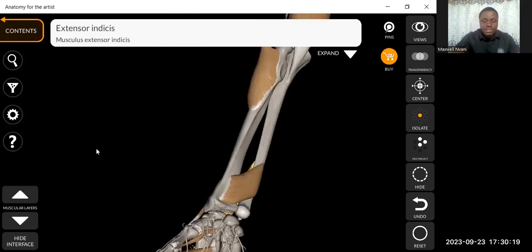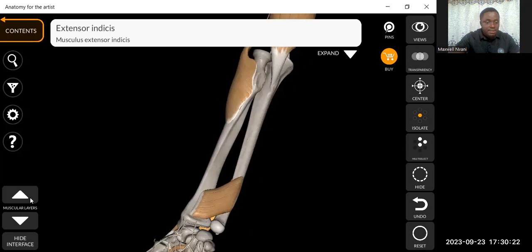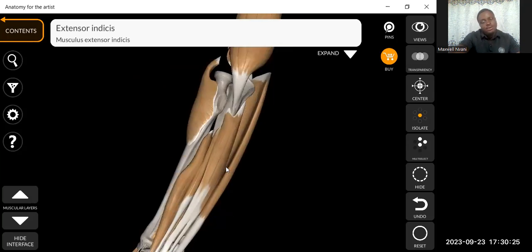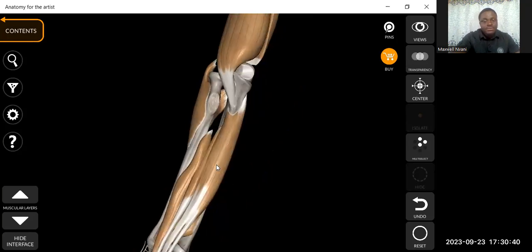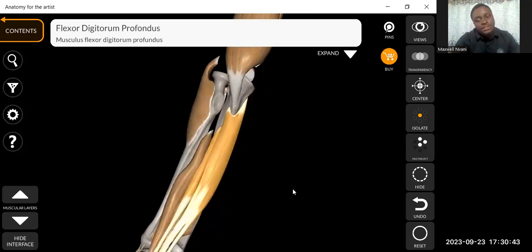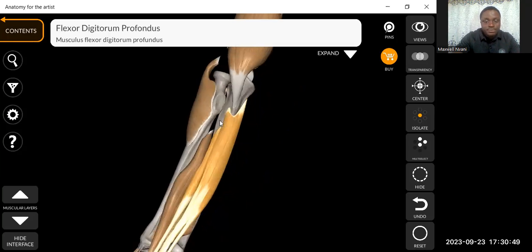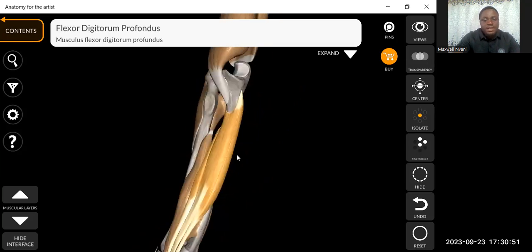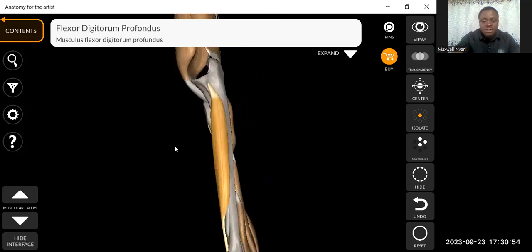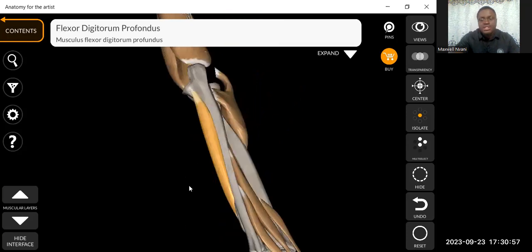Let's proceed. Let's see what muscle is next. Okay, so flexor carpi ulnaris comes from the common flexor origin from the humerus, that's the medial epicondyle, but it doesn't attach anywhere on any of these bones of the forearm. So I'm going to hide that. All right. Now, this is your flexor digitorum profundus. You can see a very large muscle that comes from the ulnar bone, anterior surface, the medial surface, all the way to the posterior surface. It's a very large muscle.